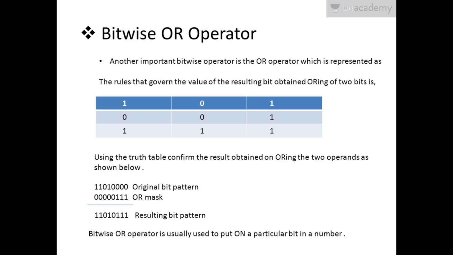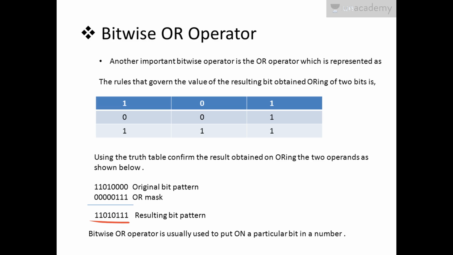That means when you give 1 0, the output is 1. When you give 0 0, the output is 1. When you give 1 and 1, the output is 1 again. It means in all the cases the output is 1. That means for any comparisons you give OR operators, the output is true always. If you see doing OR operation on bits, the resultant will be like this.